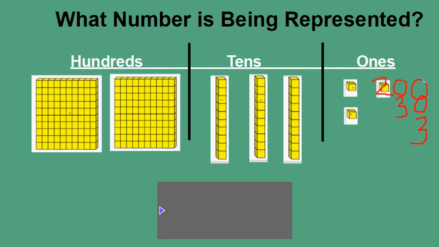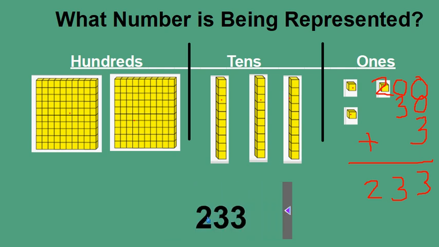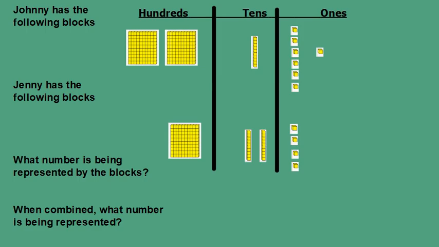Stack up your numbers, add them all together. 0 plus 0 plus 3 is 3. 0 plus 3 is 3. Bring the 2 down. 233. Let's take a look behind the curtain to see if I have it right. So what number is being represented here? 233. We got it. Okay, let's move on.